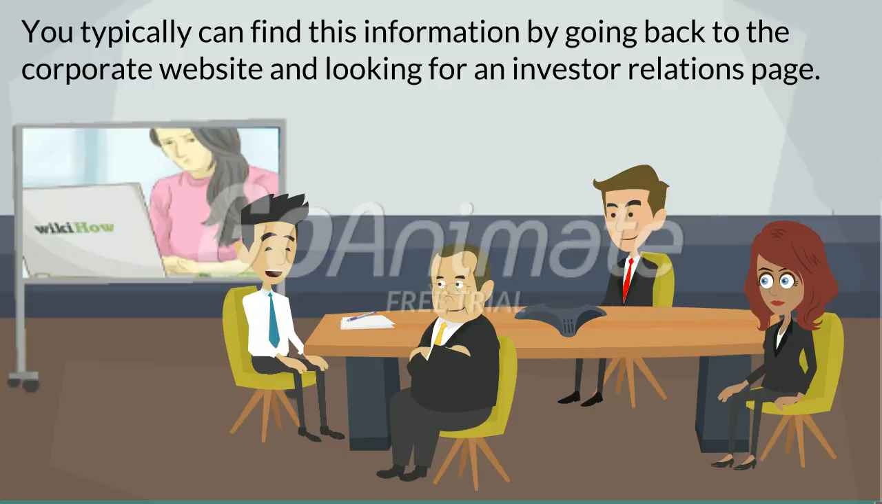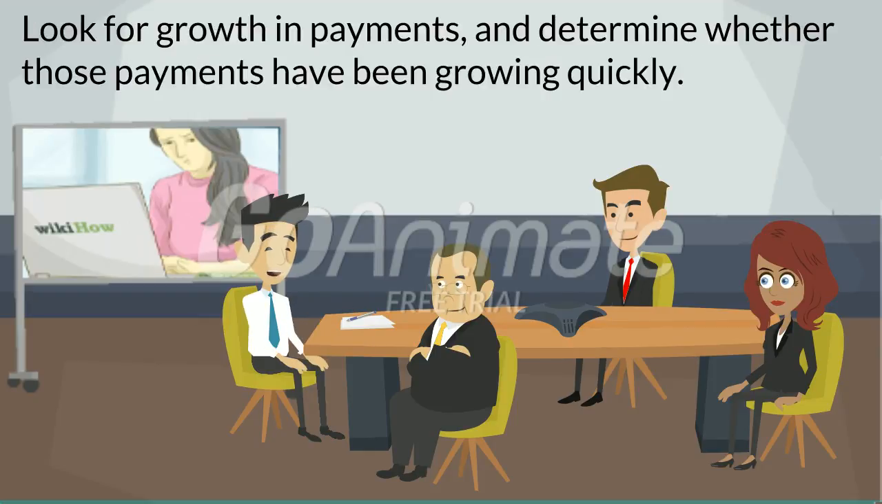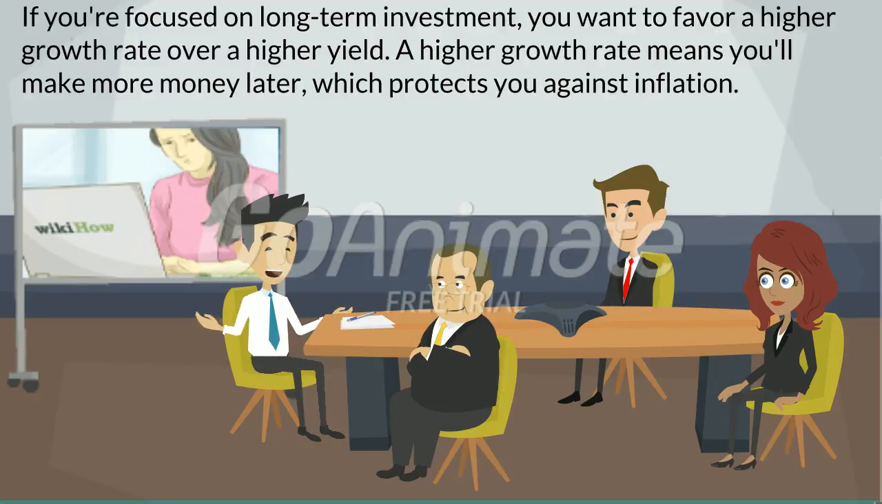You typically can find this information by going back to the corporate website and looking for an investor relations page. Look for growth in payments, and determine whether those payments have been growing quickly. If you're focused on long-term investment, you want to favor a higher growth rate over a higher yield. A higher growth rate means you'll make more money later, which protects you.